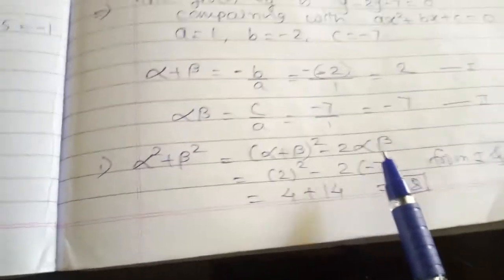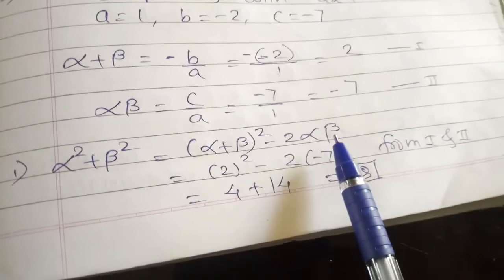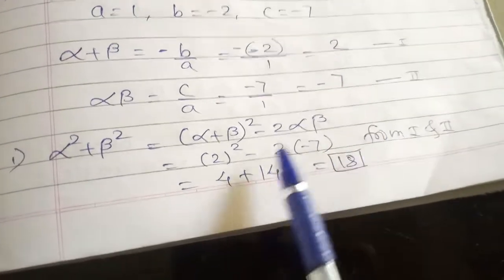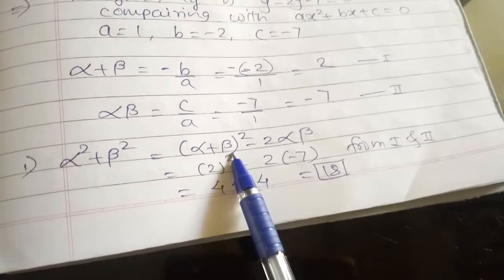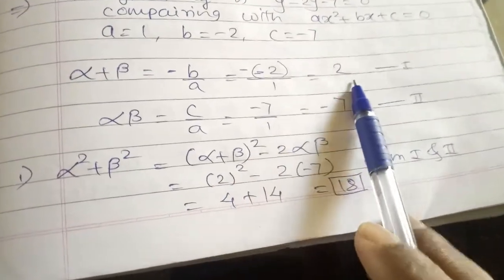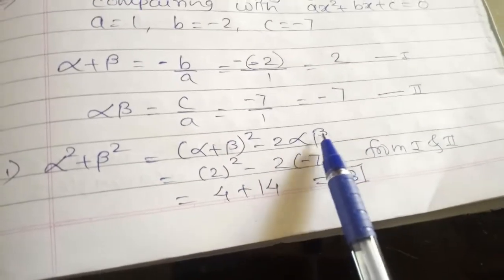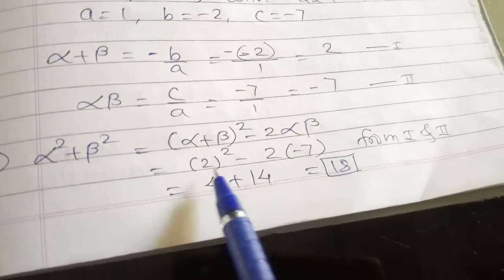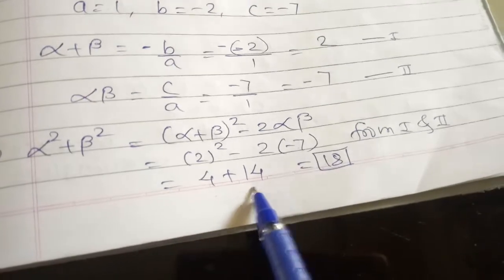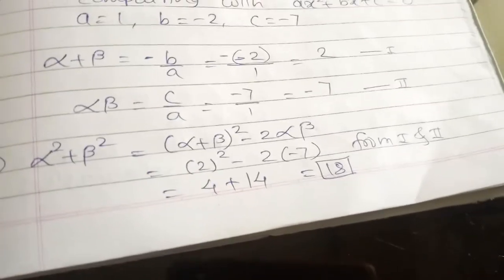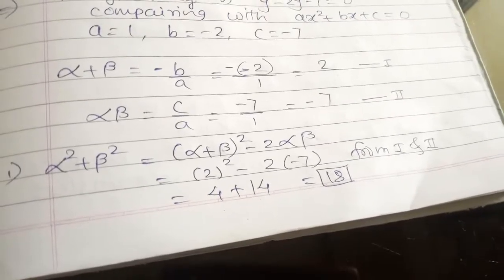So from this we get the formula, alpha square plus beta square is equal to (alpha plus beta) bracket square minus 2 alpha into beta. Now we put down the value of alpha plus beta, that is 2 square minus 2 into alpha into beta, which is minus 7, so 4 plus 14, and we get 18. So this is the value of alpha square plus beta square.